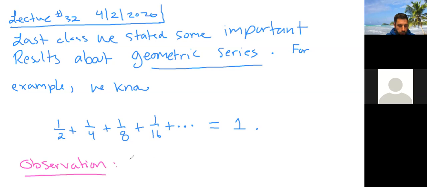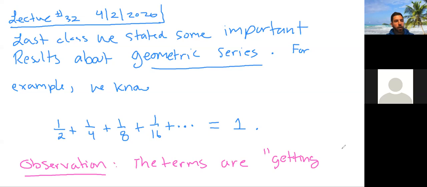So what is the observation? Note that the terms are, quote unquote, getting smaller. I hope you use your context clues for what I mean by that. If you look at this infinite sum, what you'll notice is as you read left to right, the terms are becoming smaller and smaller.